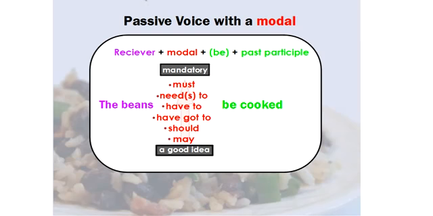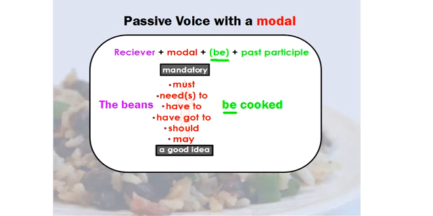Now, when I use a modal, I always use be because after these modal verbs, we always use a base form verb. Always. So be is the base form verb. Okay? So, if I want to be emphasizing how important it is to cook the beans, I can say the beans must be cooked, or the beans need to be cooked. If it's a good idea, I can say, well, the beans should be cooked, but in this context, it's absolutely necessary, so the beans must be cooked is an example. Okay, so those are the different modals that we can use.